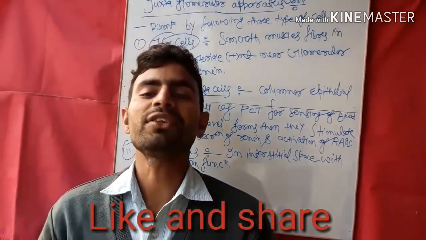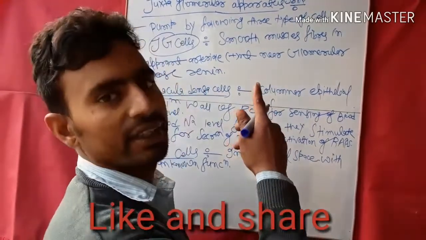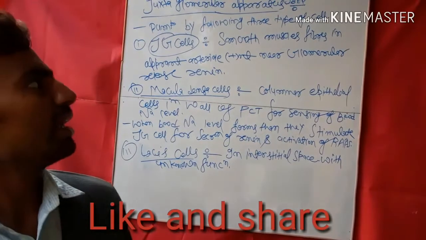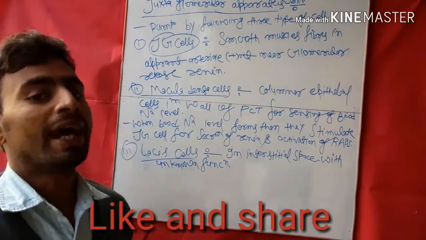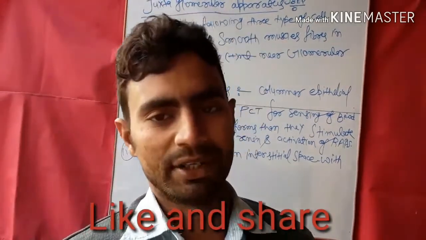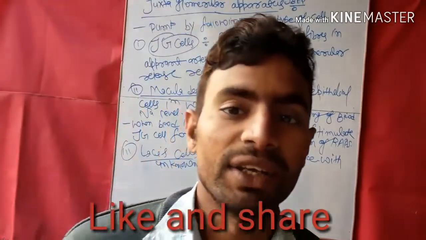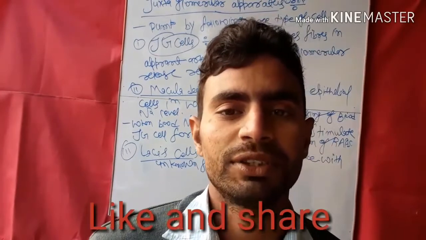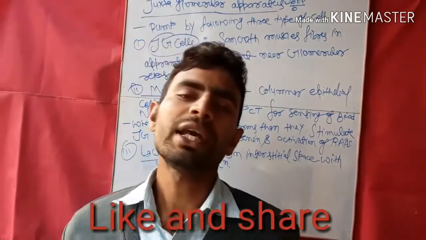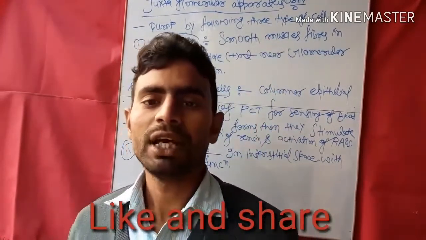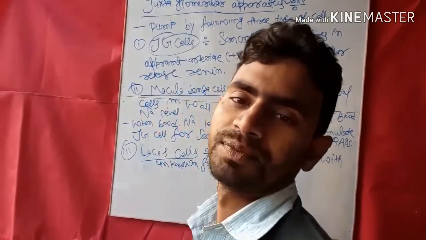Juxtaglomerular apparatus, that is denoted by JGA. JGA stands for juxtaglomerular apparatus. So today's topic is the juxtaglomerular apparatus. What is the juxtaglomerular apparatus? If you want to gain knowledge about the juxtaglomerular apparatus, then come on and listen carefully to what I am saying.